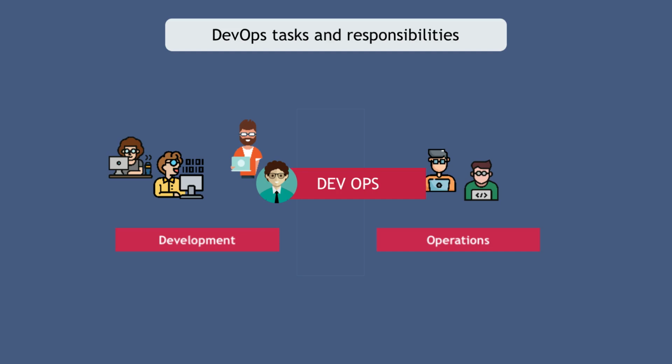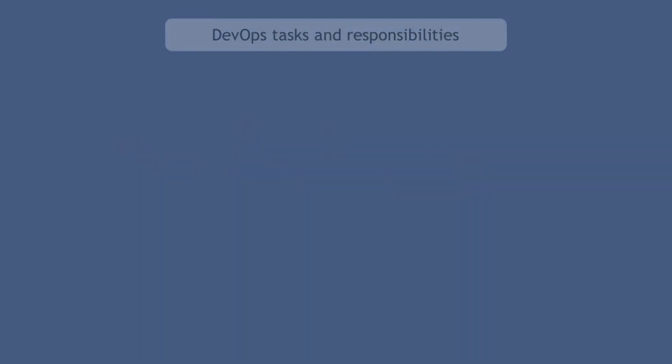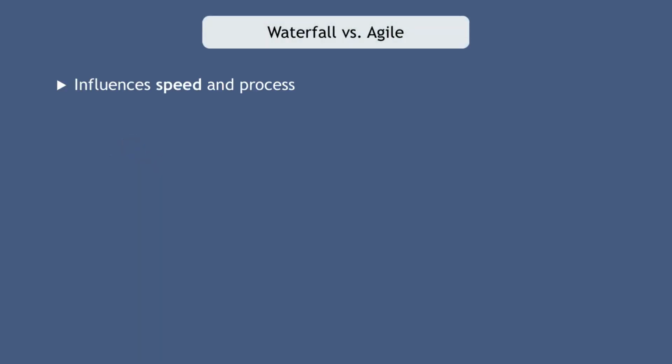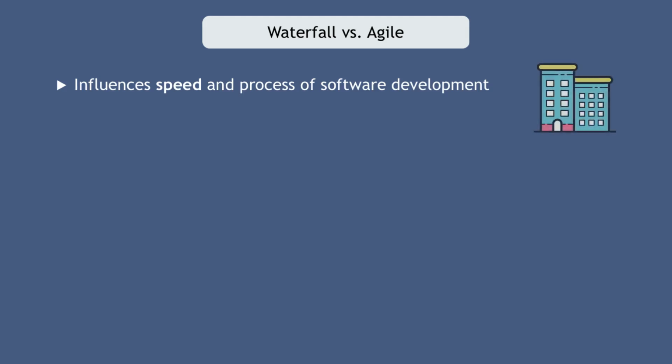So now that we've painted the whole picture and saw the evolvement and need for DevOps skills and some of its responsibilities, you should have a much better picture of how DevOps actually fits in the whole application development and deployment process. Now, one thing that heavily influences the speed and the overall process of how software development and delivery happens inside an organization is the methodology, the way that organization is developing the applications.